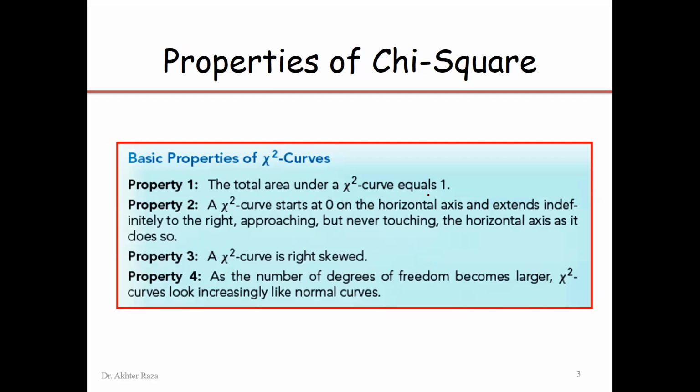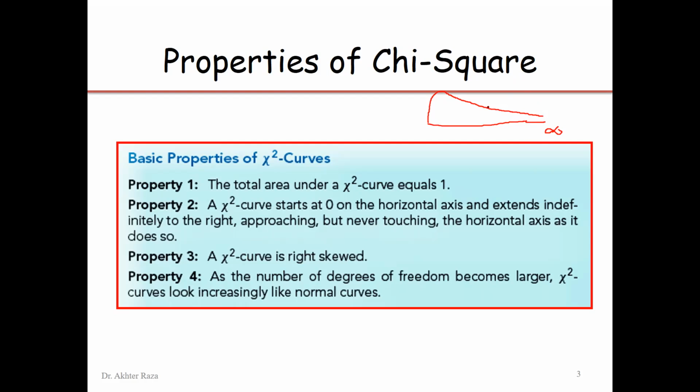The area under the chi-square distribution is always 1. This characteristic is a generalized characteristic which holds for all probability distributions. The chi-square curve starts from 0 on the horizontal axis and extends to infinity to the right. So the shape of the distribution is like this. We start at 0 and move to the right-hand side up to infinity. It has a horizontal asymptote because it never touches the x-axis. We will get closer and closer to the x-axis, but will never touch it. This is called the horizontal asymptote of the distribution.